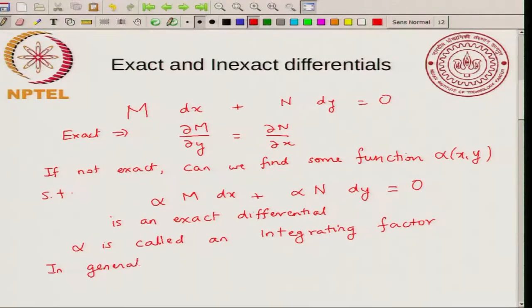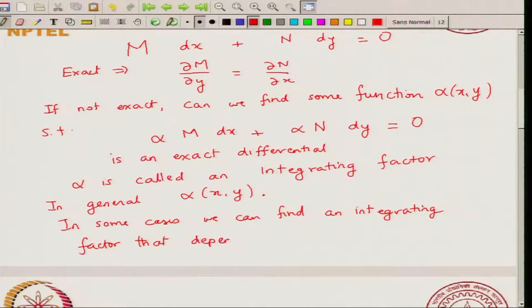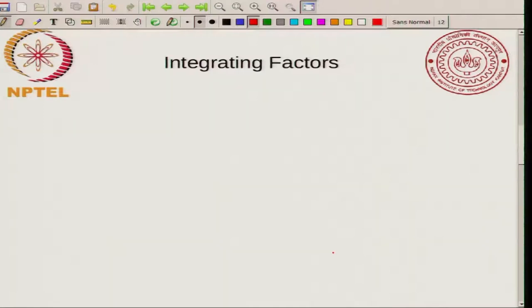Now in general, alpha is a function of x, y. But in some cases you can find an integrating factor that depends only on one variable. So for example, you might find alpha of x, an integrating factor that depends only on x.